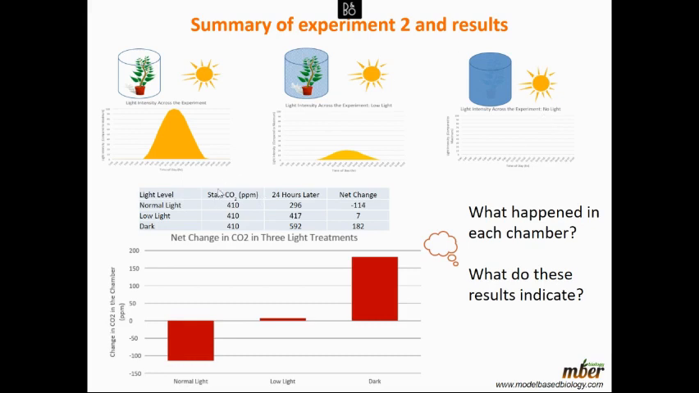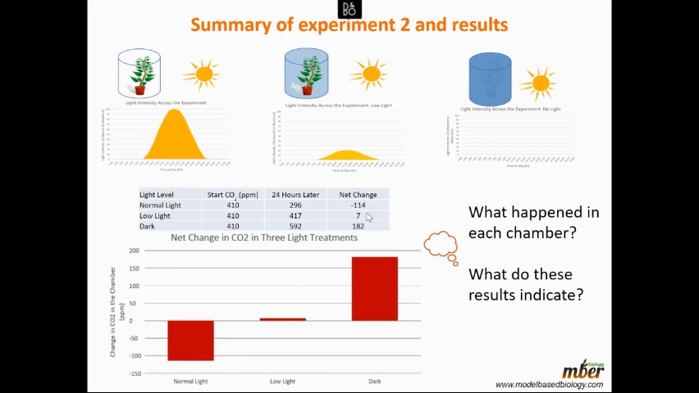So they all started with the same amount of carbon dioxide, which was a measurement in parts per million, but you can just think of it as a normal number of 410. And then 24 hours later, they measured how much carbon dioxide was present, and that's listed here. And then the change, so how much carbon dioxide was either gained or lost throughout the 24 hours. So the net change for normal light, it went down.